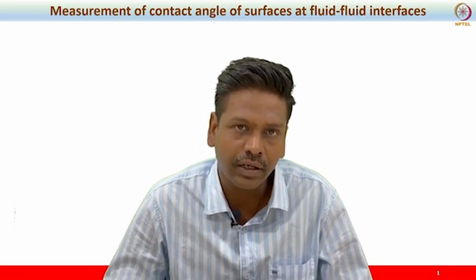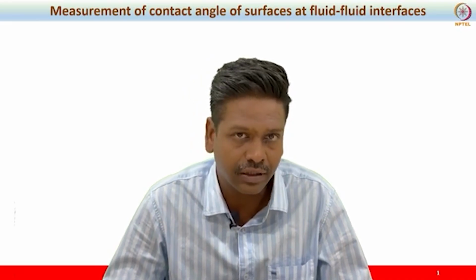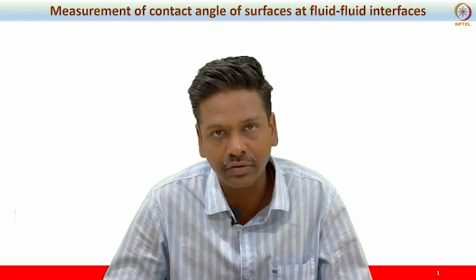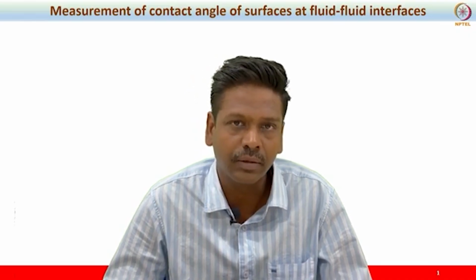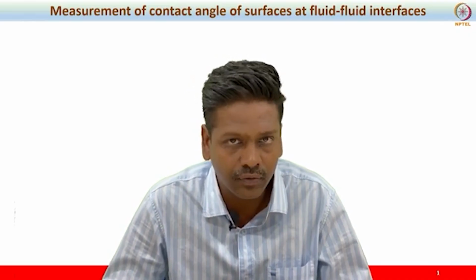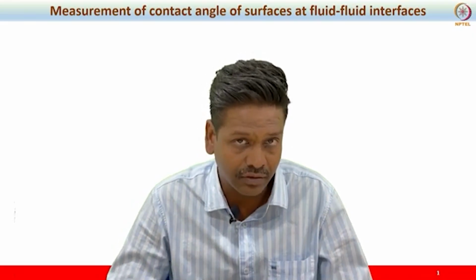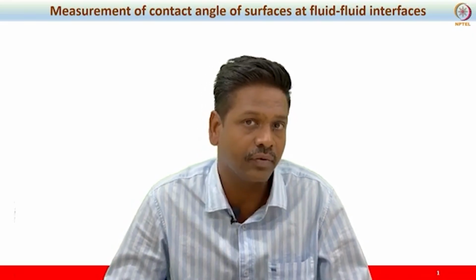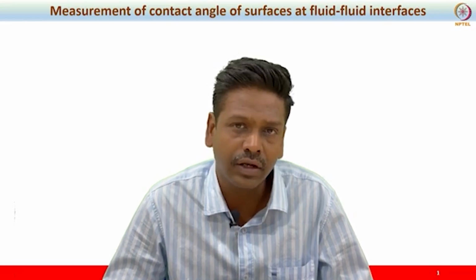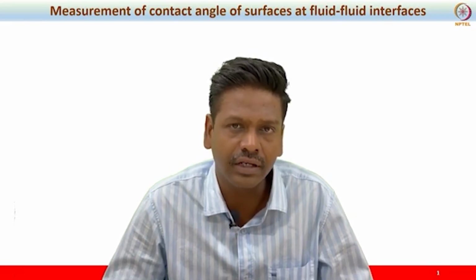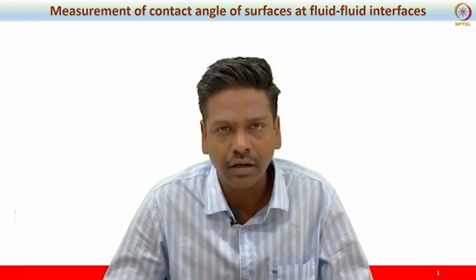What if we experience a slightly different situation? Let's say the particle is sitting at the fluid-fluid interface. Let's say not on the solid surface, but they are sitting across the fluid-fluid interfaces. In such a scenario, how can one measure the contact angle?